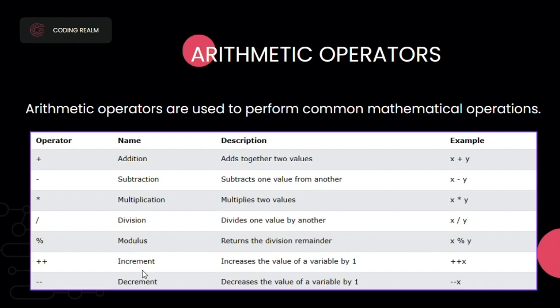Plus plus is the increment. It increases the value of a variable by 1. It can be written as plus plus x or x plus plus. It means x equal x plus 1. Minus minus is the decrement. It decreases the value of a variable by 1. We can write it as minus minus x or x minus minus. It means x equal x minus 1. We will see these operations in next videos when I solve problems about mathematical operations.